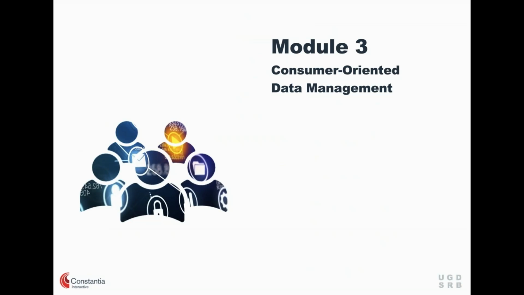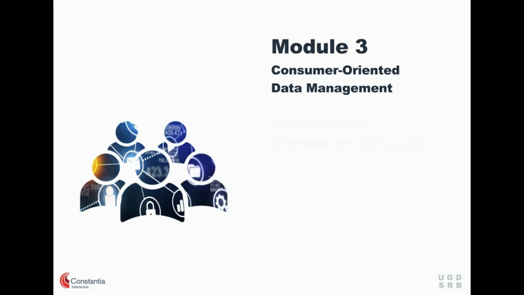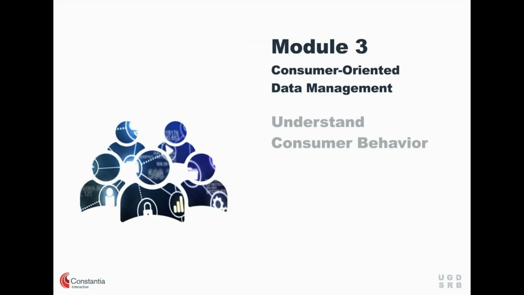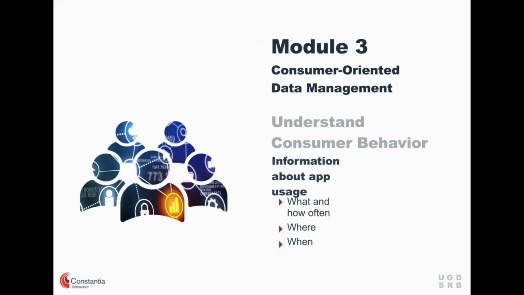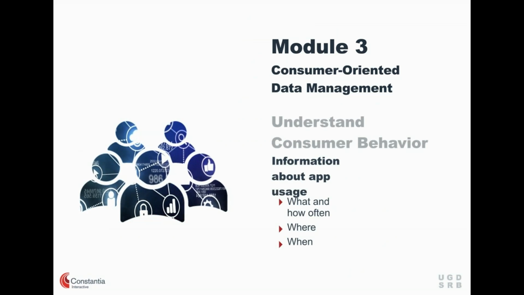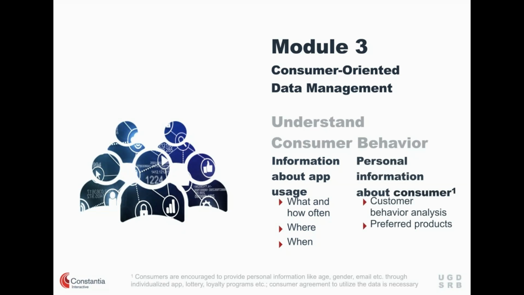The third module is the data management. This is really important for performance tracking and to know who used the application, when, how often, and where. So all this reliable information, which is really important for performance marketing, is stored in the back end and can be accessed also through the content management system. Also, the personal information about consumers can be accessed here, which we'll show you in a second.